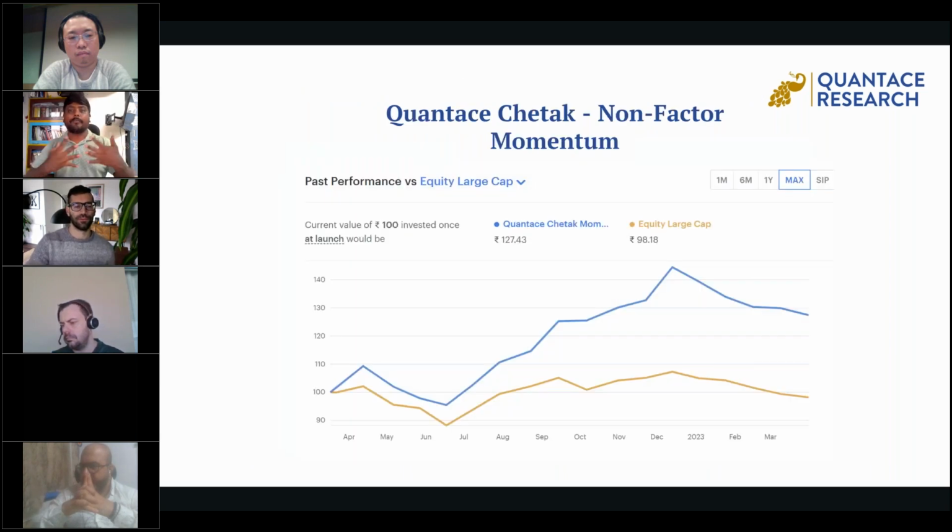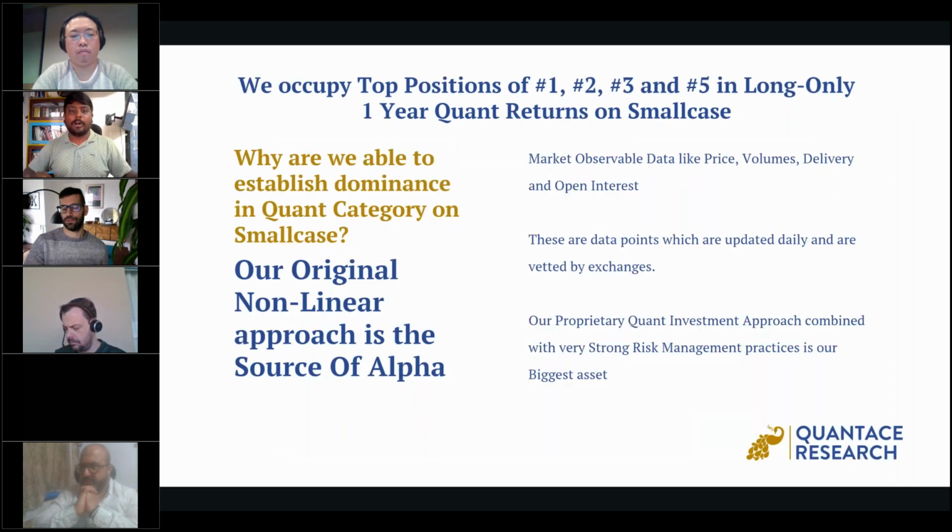A lot of people associate momentum with factor investing, but we were able to create a non-factor momentum, which we call Contest Chetak, on a third-party platform, on Smallcase. We were able to create an alpha of 30%, where the market literally went nowhere. In fact, over a year's time frame, it gave negative returns, say -2%.